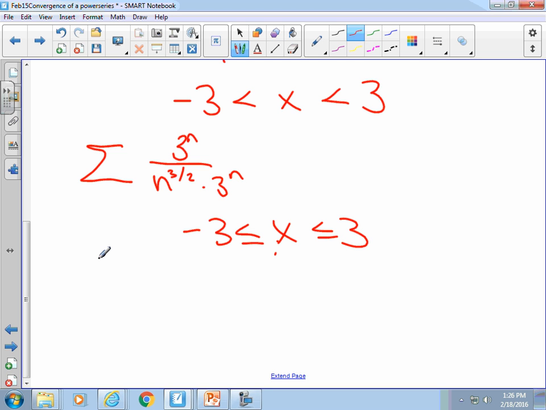So, if the exponent on the n is greater than 1, it converges, and it diverges if it's 1 or from 0 to 1.